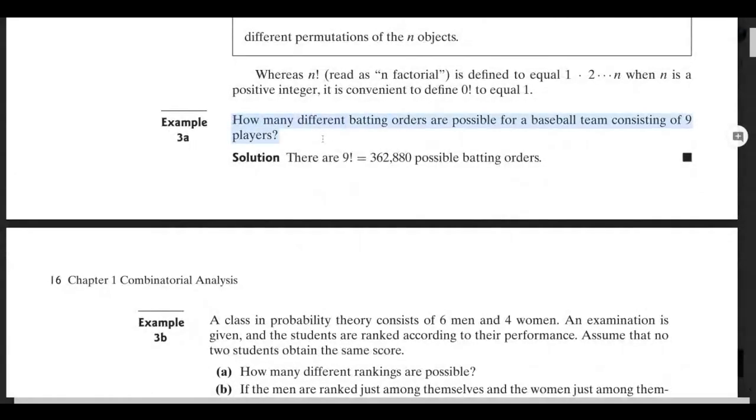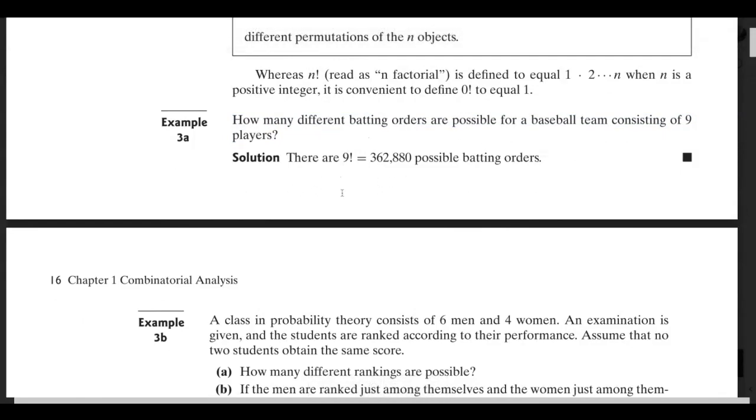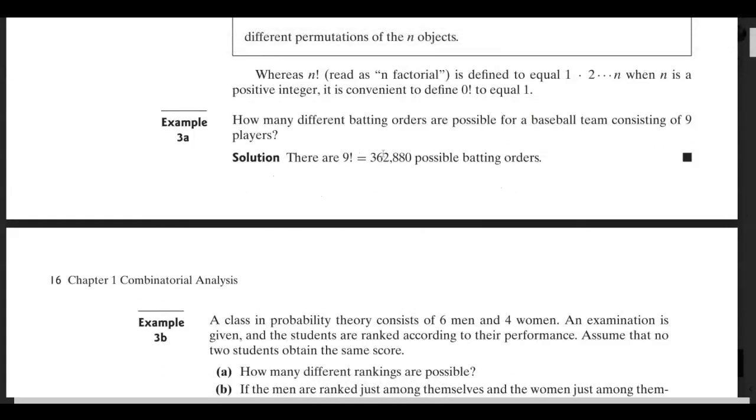So let's see this one. How many different batting orders are possible for a baseball team consisting of 9 players? You could think we have 9 spots. For the first one we have 9 choices, the second one we have 8, then 7, then 6, then 5, and so on and so forth. That's just 9 factorial. If we multiply it out, that's this number. So there are 9 factorial possible batting orders.